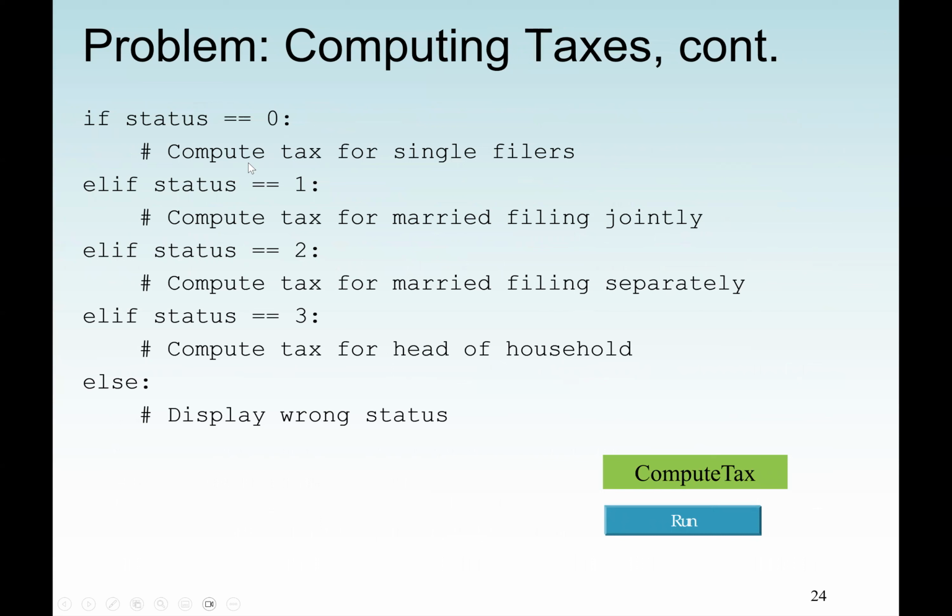again, we may use the decision statement. In this case, we have more than 2 conditions. So we say, if the status is 0, we're going to compute tax for single filer. If status is equal to 1, we compute tax for married filing jointly. If the status is 2, we compute tax for married filing separately. And if the status is 3, we compute tax for the head of household. Else, then we have a wrong status. The status has to be one of these 4.